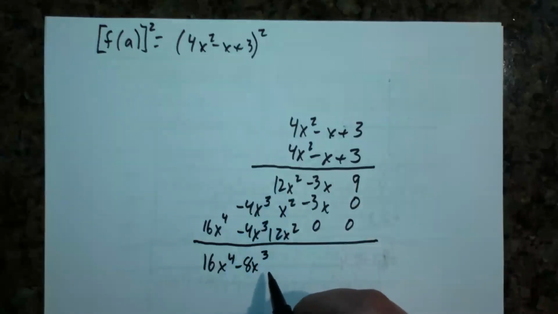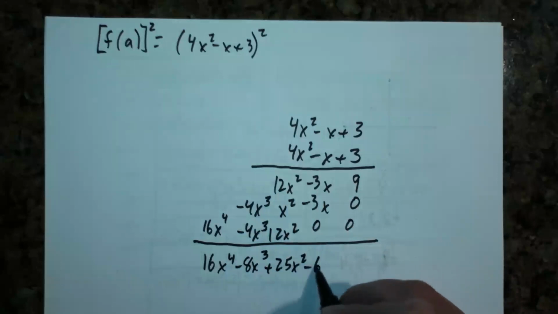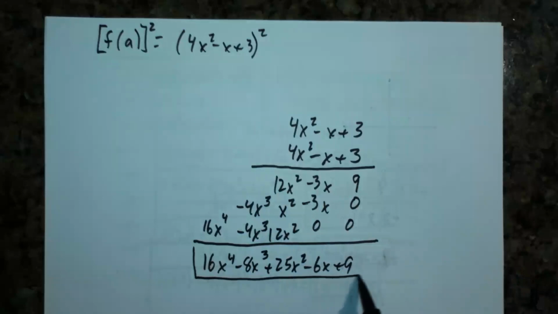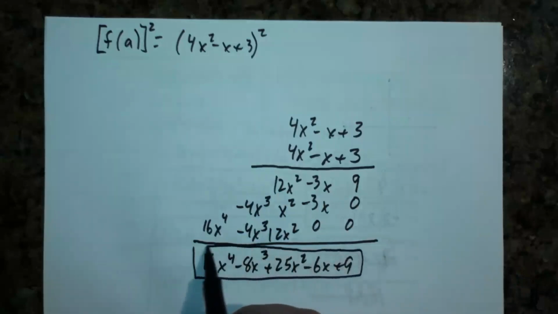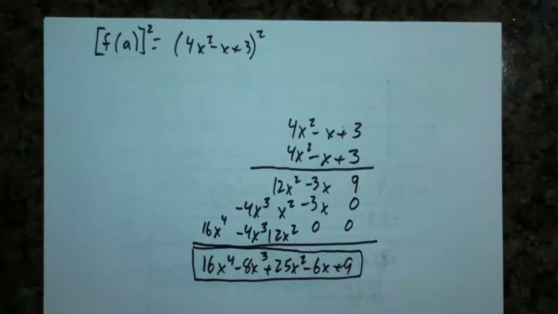Adding those up, I get 25. And there it is. Now, you may know another way to multiply 2 polynomials like that, which is totally fine. Nothing wrong with that. Use your way. Just make sure that it works.